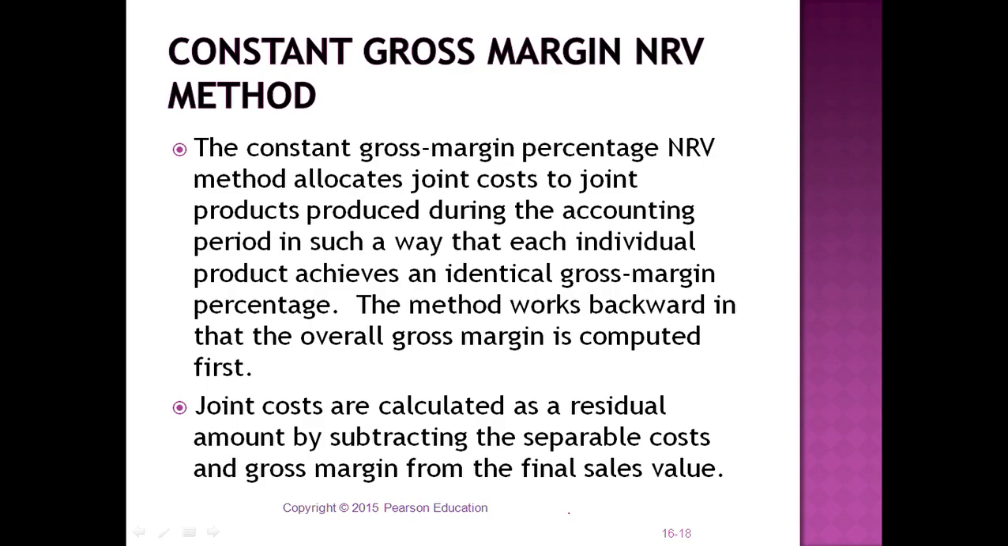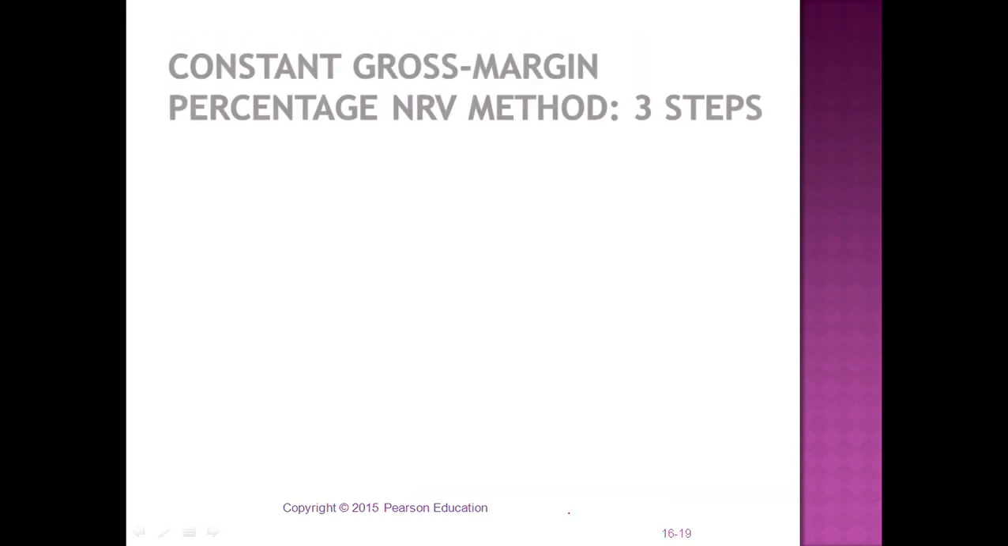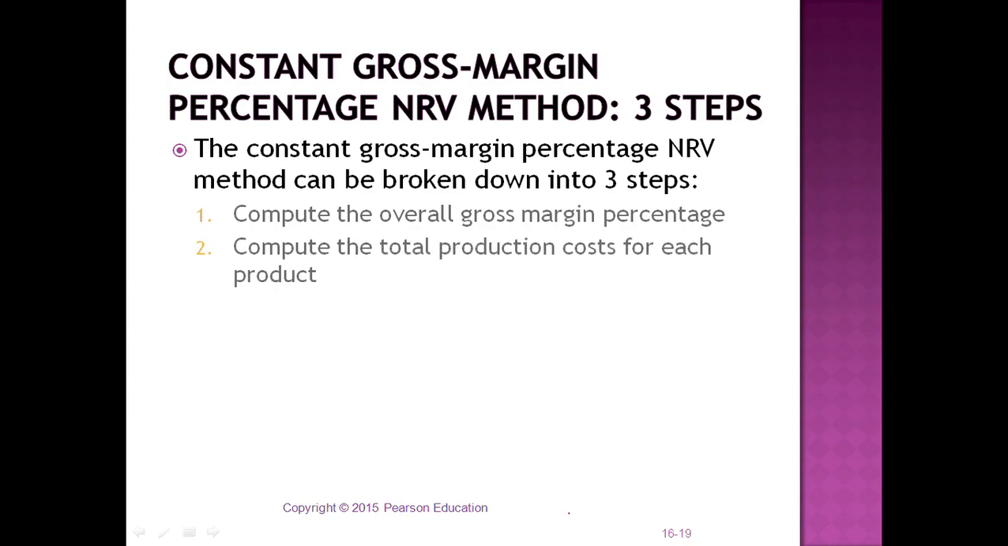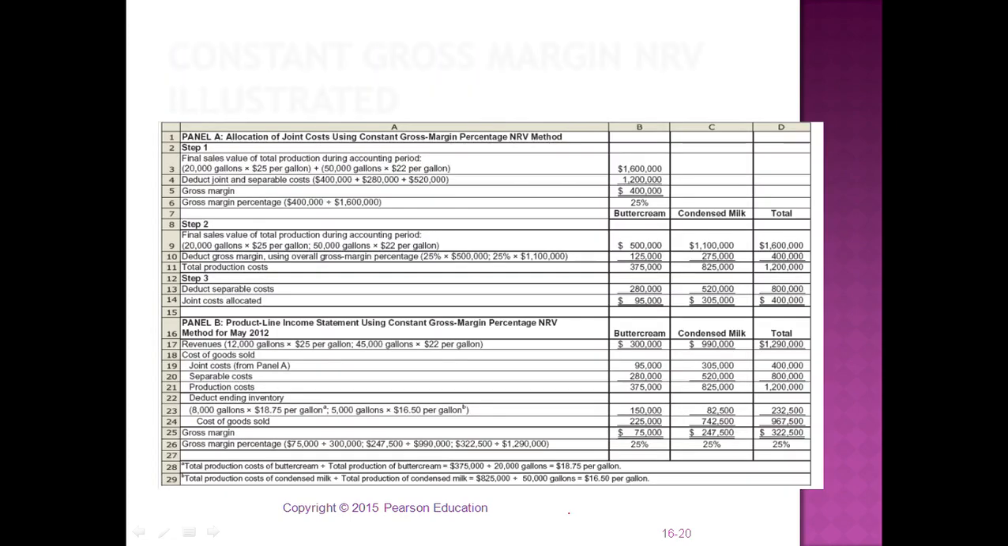First thing you need to do is calculate the residual value by subtracting the separable cost and the gross margin from the final sales value. So you start actually backward. In the first step, what you do is calculate the overall gross margin percentage for the total company, including all the joint products, and then compute the total production cost for each of the products and use that to compute the allocated joint cost. Right.